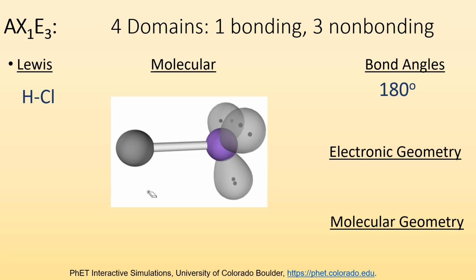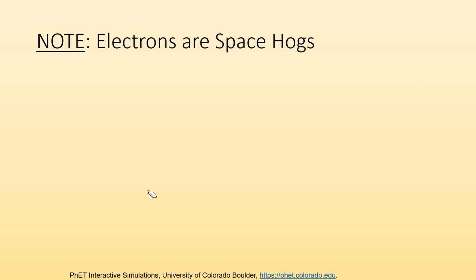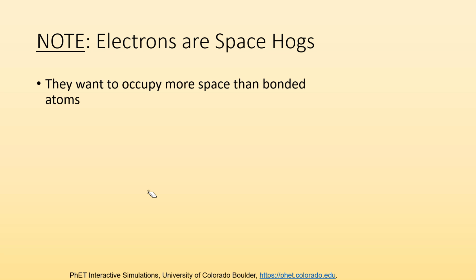The electronic geometry around that chlorine would be tetrahedral still because it has 4 domains total. But molecular geometry, just looking at the atoms, it's linear. All right, a special note: electrons are space hogs. What I mean by that is they want to occupy more space than bonded atoms.